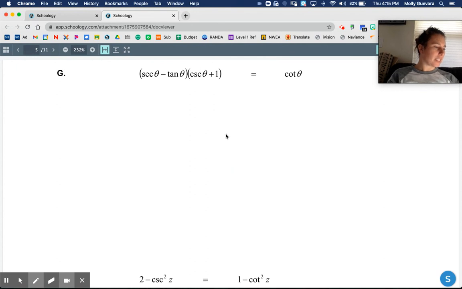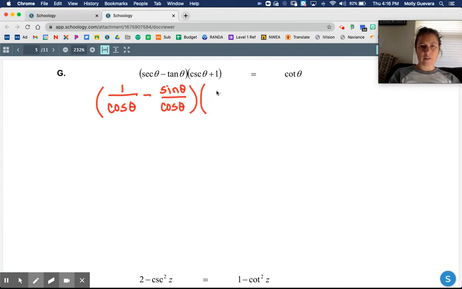Okay, so here I have secants and tangents and a cosecant. It's probably going to be easier for me to get everything in terms of sine and cosine. So let's try it. 1 over cosine theta minus tangent, which is sine over cosine. Cosecant is 1 over sine. And then plus 1. I don't really like the plus 1, so I'm going to write the 1 as sine over sine, right? Because that's 1. Now I have a common denominator, and that seems to be what I'm going to want.